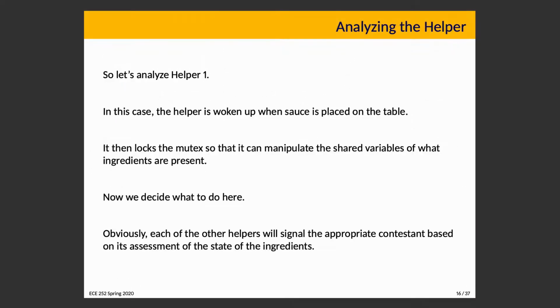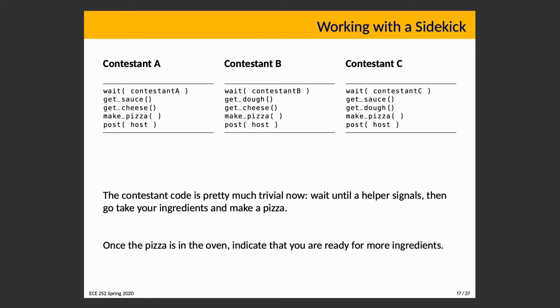And so our analysis of the helper is: wake up when your ingredient is there, lock the mutex, manipulate shared variables, make a decision about what to do, and then tell the correct contestant, hey, it's your turn. So in this case, it's always better to be the contestant than the sidekick. The poor sidekick has to do all the work, and the contestant takes all the credit. So, that's not a great position to be in.